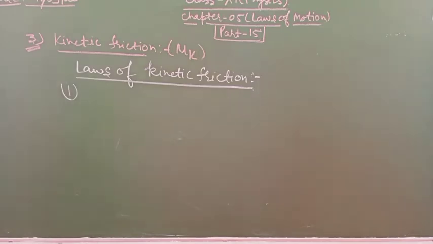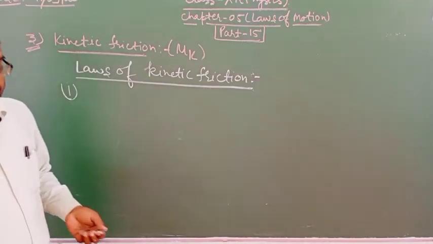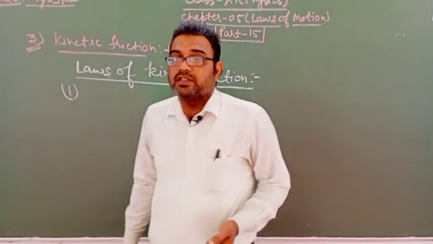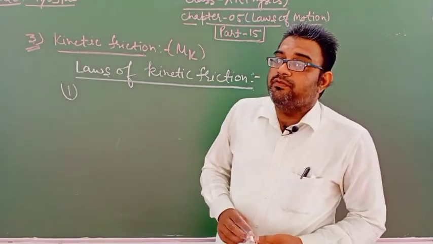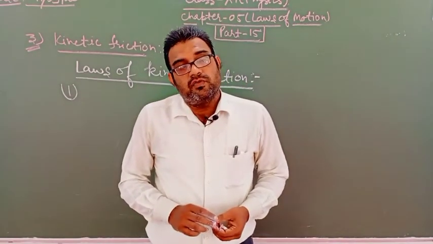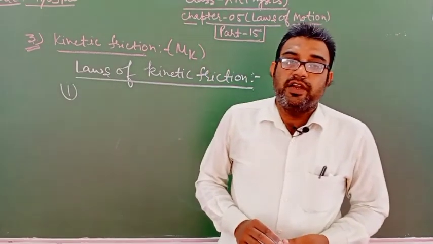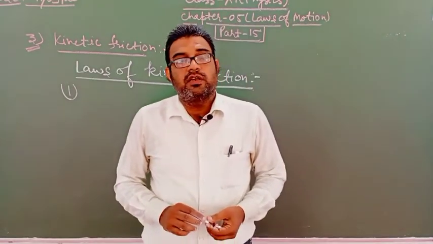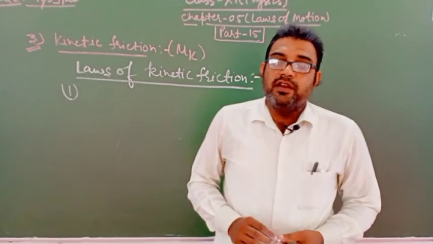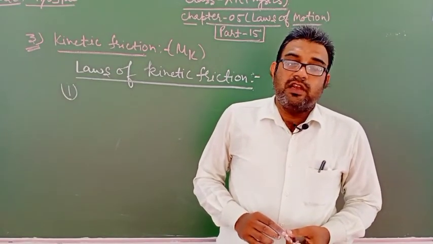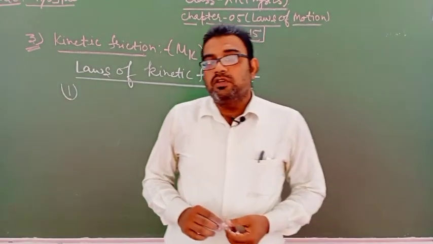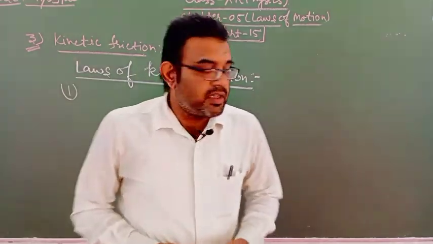So dear students, the first law of kinetic friction says that the kinetic friction always opposes the relative motion of the object and the surface, and its value is constant throughout the motion of the object on this surface.